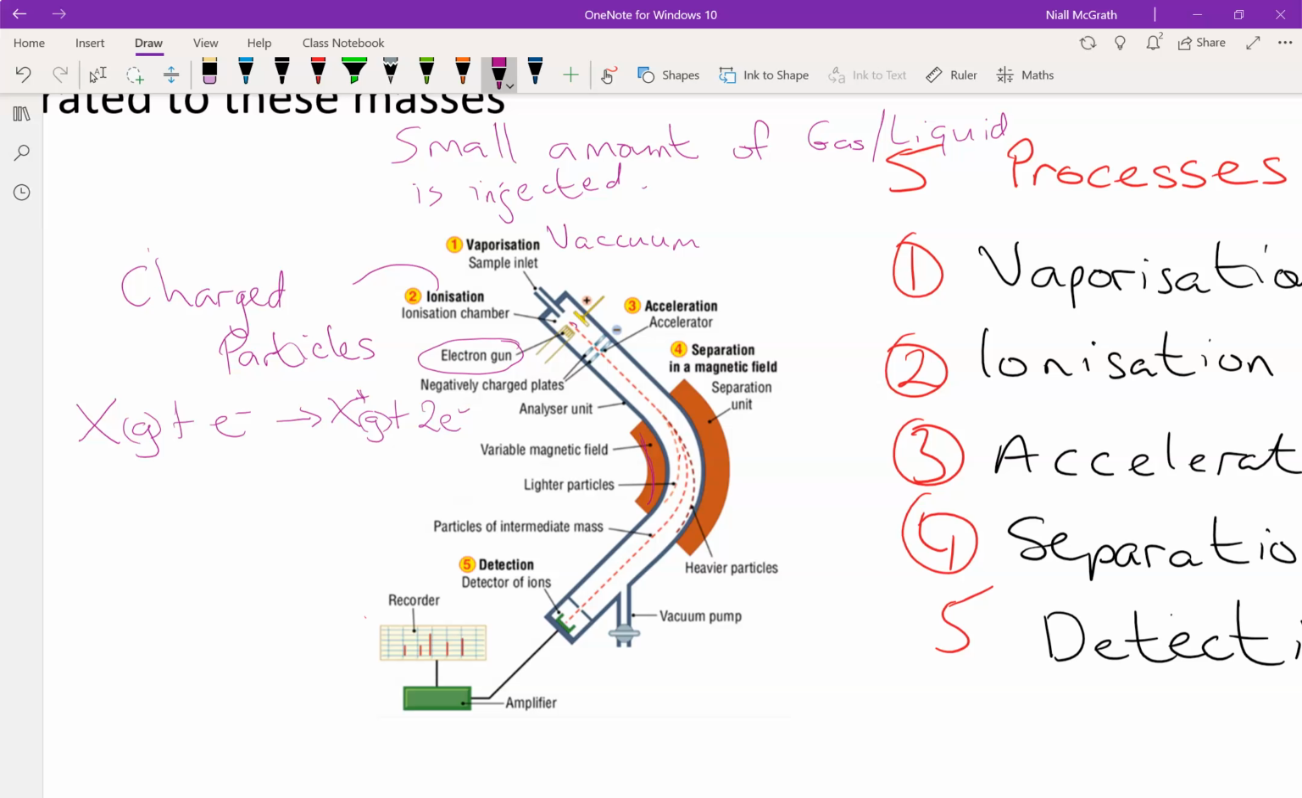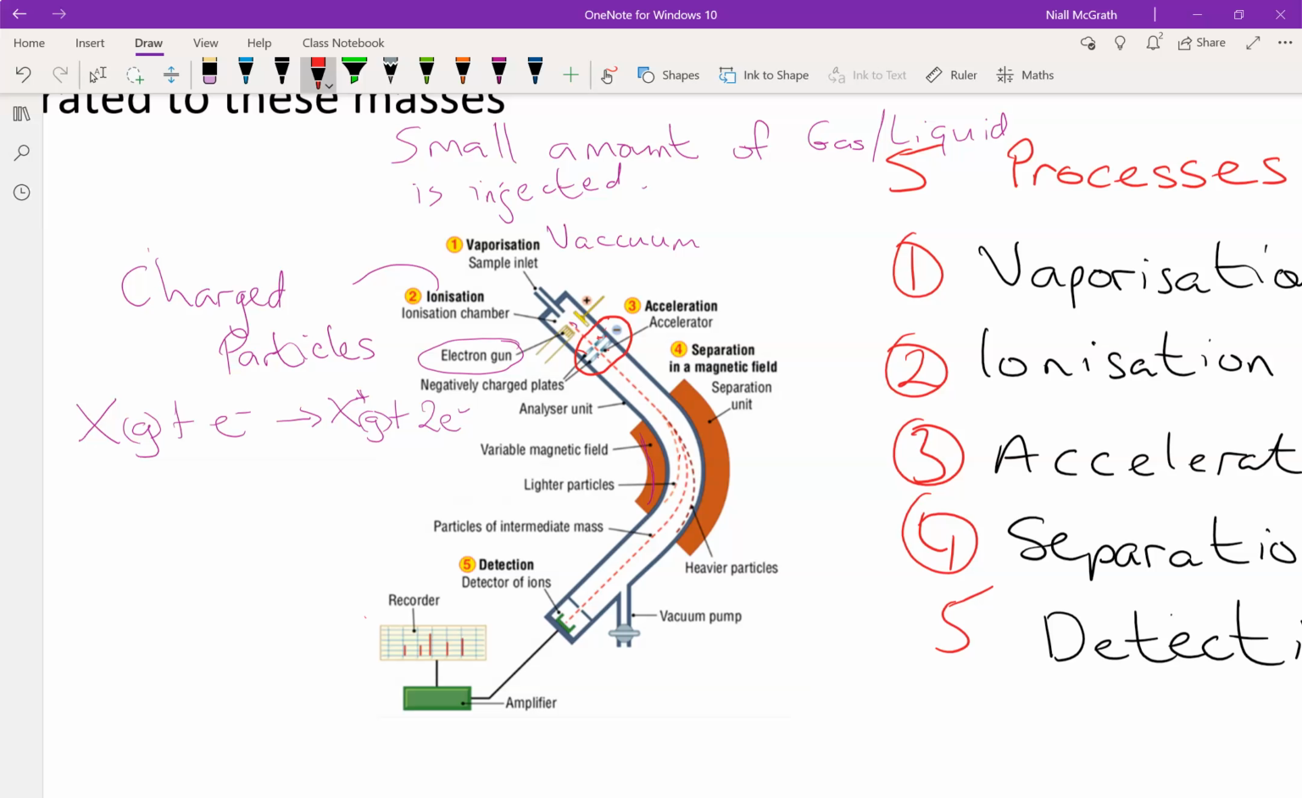Once it becomes positively charged, we see here we have negatively charged plates, and this is where the acceleration process happens. The positively charged ions are attracted to that negatively charged plate, so they speed up. Of course, some of them just hit off the plate, but there's a small gap in the center of the plates that allows a small beam of those ions to pass through. They're going with quite a momentum at this point. That's your acceleration stage.